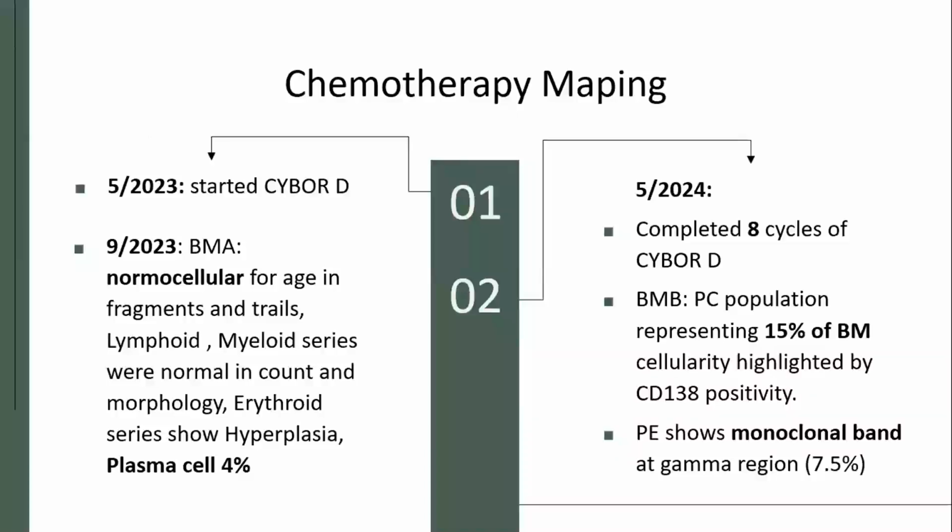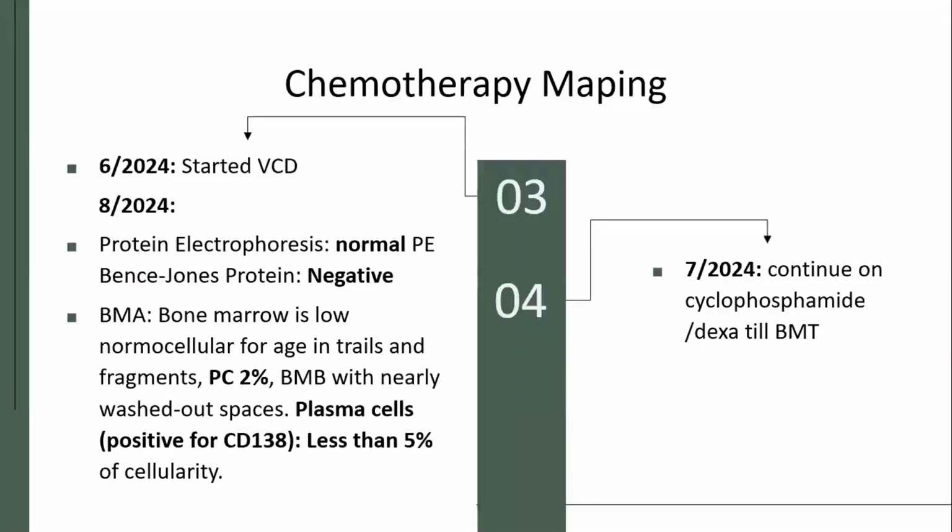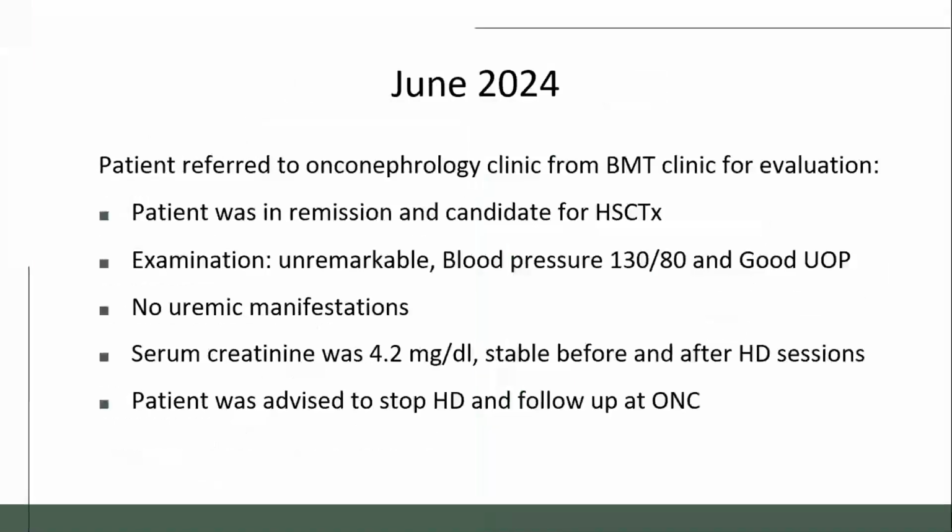She completed 8 cycles by May 2024, and her follow-up showed partial remission with plasma cells 15%. Plasma protein electrophoresis still had a monoclonal band at the gamma region. So the patient in June 2024 started her VCD protocol, and her follow-up in August showed complete remission with plasma cells less than 2%, with normal plasma protein electrophoresis and negative Bence Jones protein.